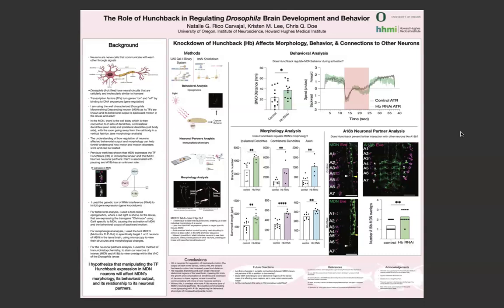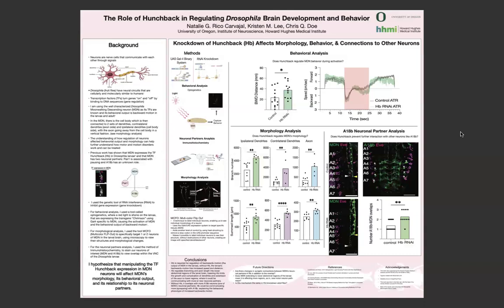And so, like all organisms, they have something called transcription factors, which are proteins that turn genes on and off by binding to DNA sequences. And this is a form of gene regulation that all organisms have. And so within the Drosophila system, I'm using the well-characterized moonwalking descending neuron, as its transcription factors are known, and its behavioral output of backwards motion is observed in both the larvae and the adult.